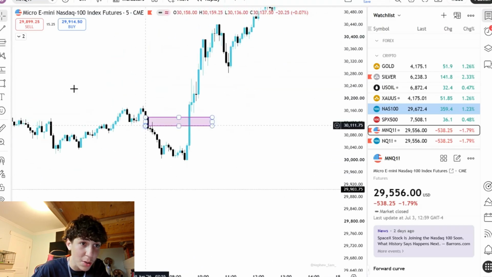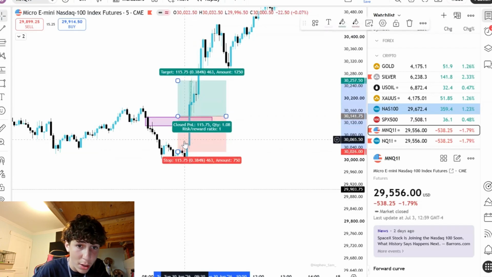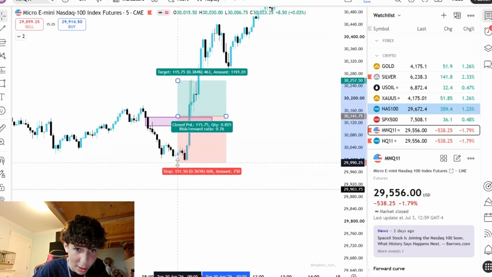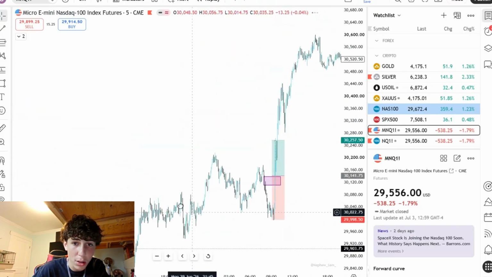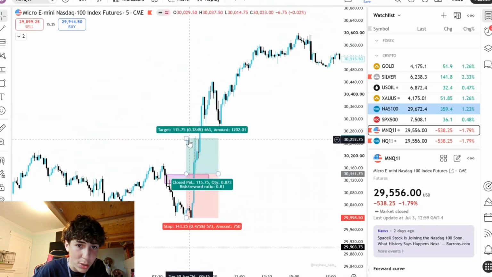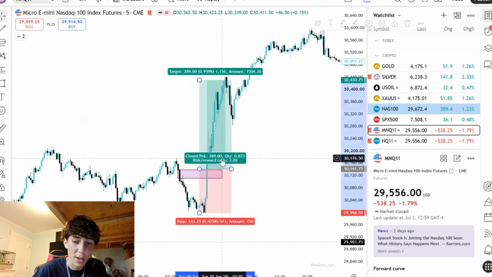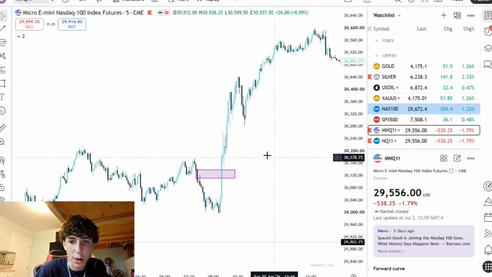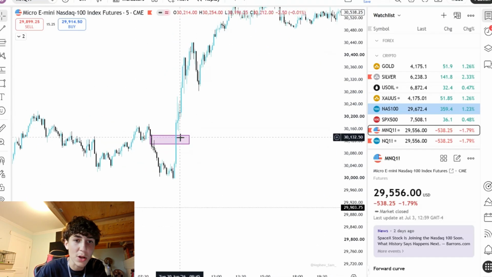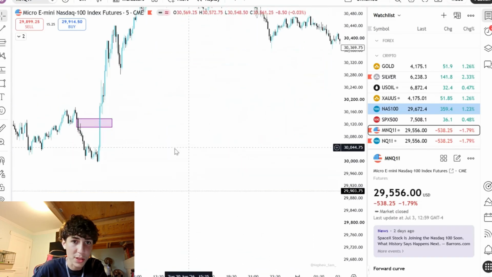So basically, we would enter off this inverse right here, put our stop loss right at the low, and then target a 1-to-1 or a 1-to-2, which we would then end up crushing our take profit. So fair value gaps are honestly not hard at all. Some people tend to overcomplicate them, but it's honestly super simple.